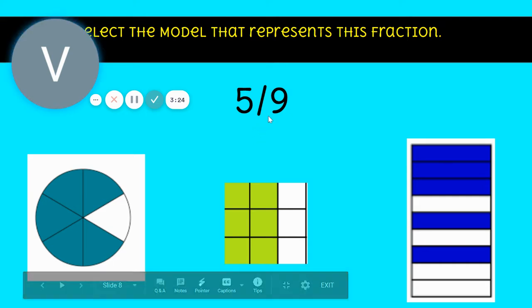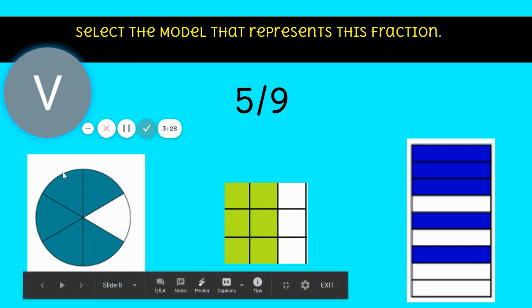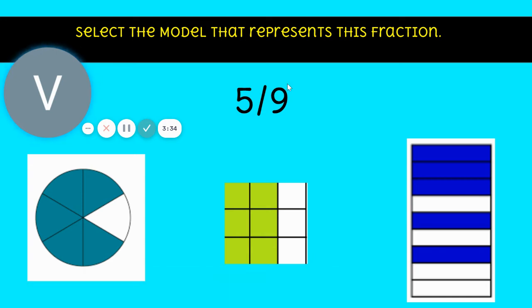How about this model, 5/9? Now we have a couple of different models that look different. We have an area model and then 2 measurement models. So it's the same concept. We're looking for one that has 9 pieces and 5 are shaded or a different color.